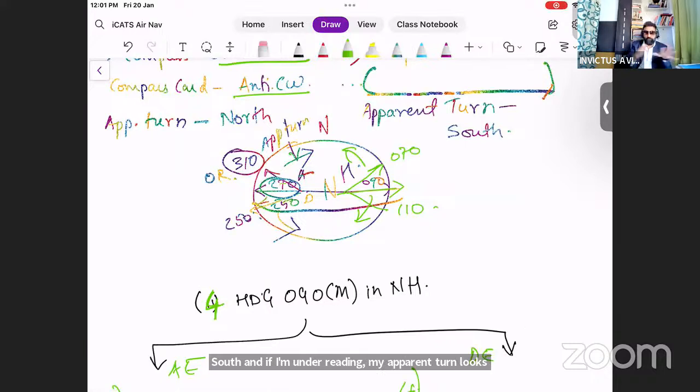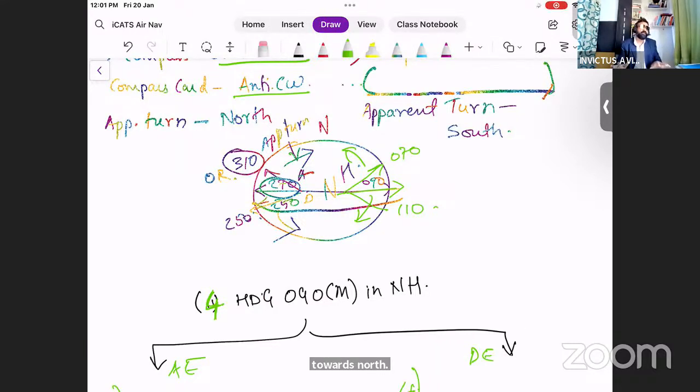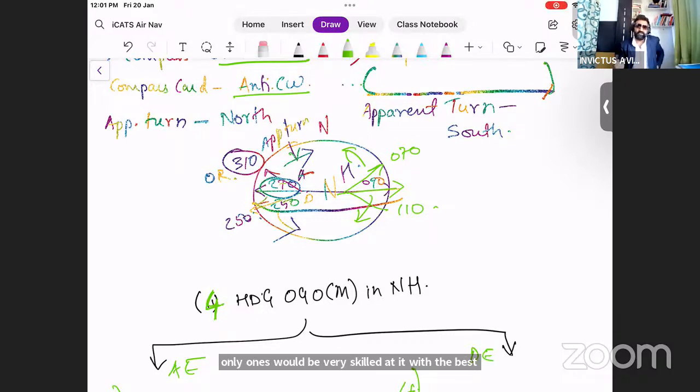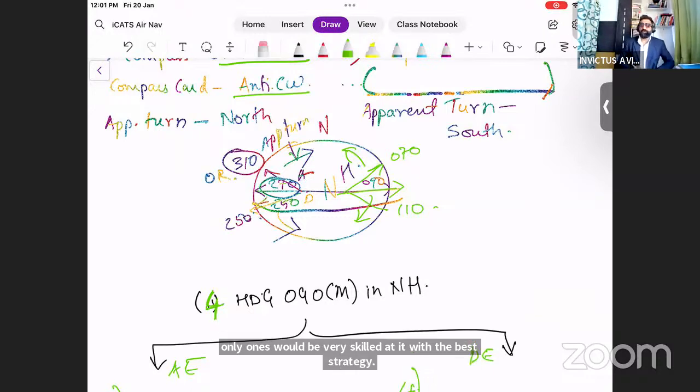Remember this diagram, students. Nobody in the world has this in these ground training things. You'll be the only ones who would be very skilled at it with the best strategy. You can always revisit the lecture once more to understand.